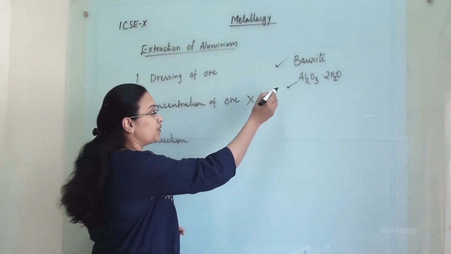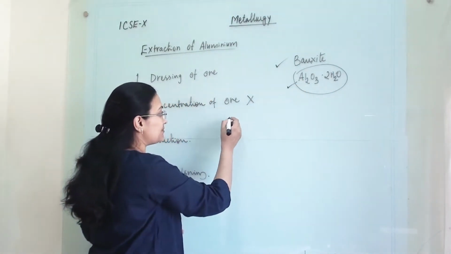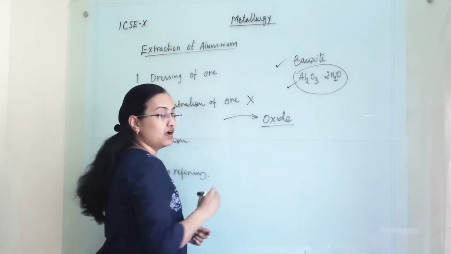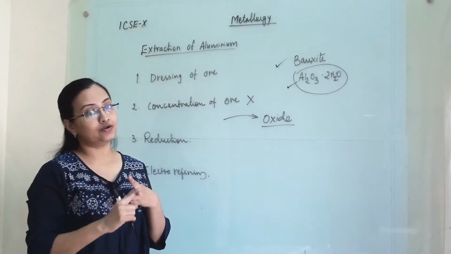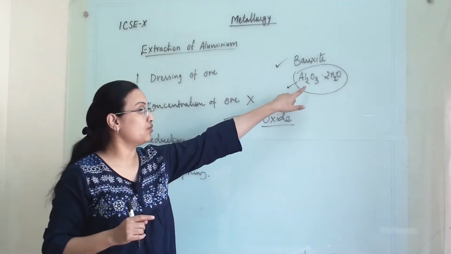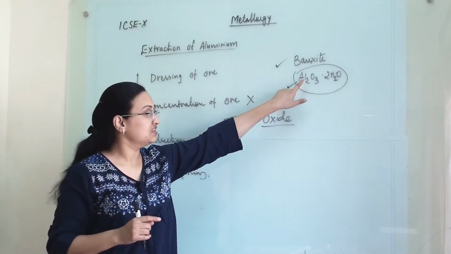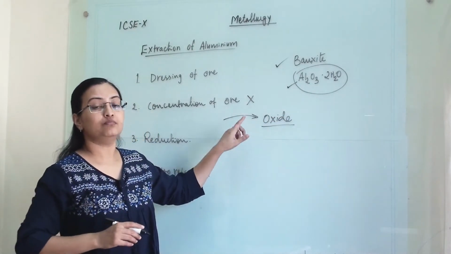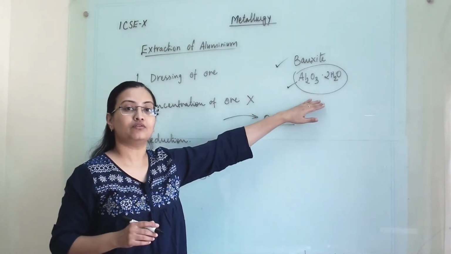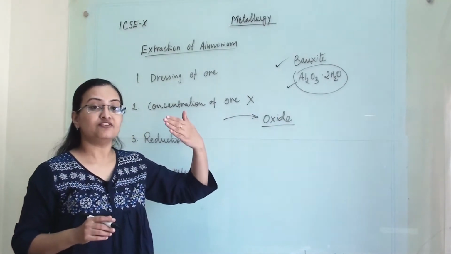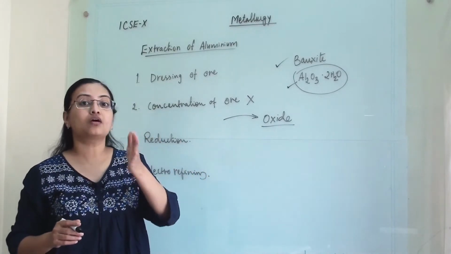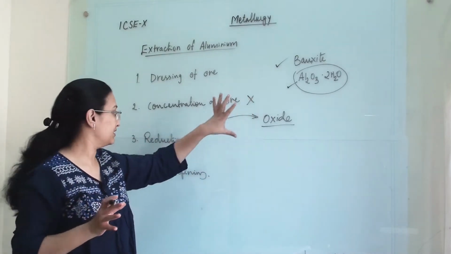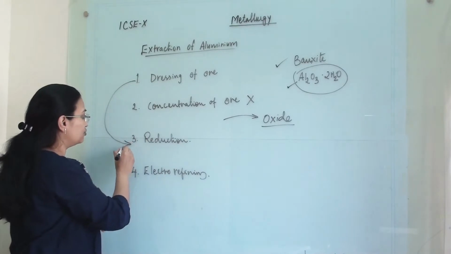This step is not required in this ore because under this step we are converting the ore into its oxide form. How are we doing it? Via calcination and roasting. But this step is not required because our ore is already in oxide form. This is aluminium oxide. If it had combined with sulfur or carbonate, then we would have performed calcination or roasting. But here we are not doing it. So from the first step we will directly go to the reduction.